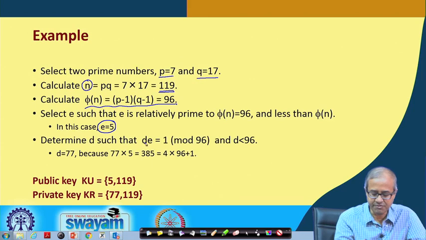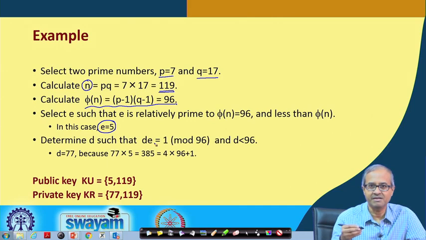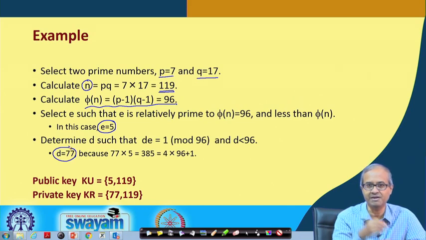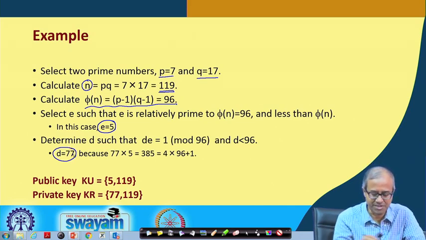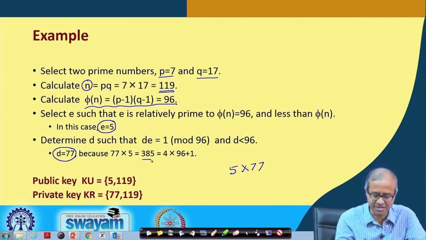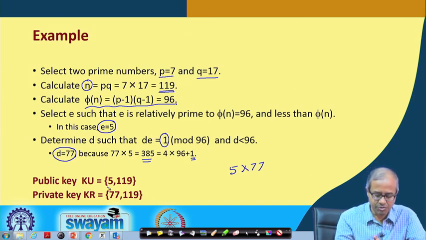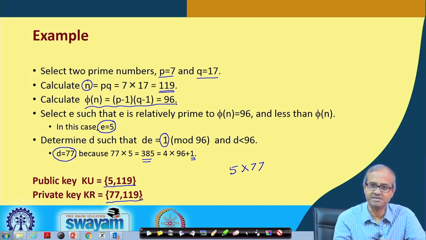Determine D such that if you take the product modulo 96, it will be 1. The smallest value of D can be found out to be 77. Of course, manually by hand it is very difficult, you need a computer to do this, but you can check: 5 multiplied by 77 comes to 385, and if you do modulo 96, your remainder is 1. So, your public key becomes 5 and 119, your private key becomes 77 and 119.